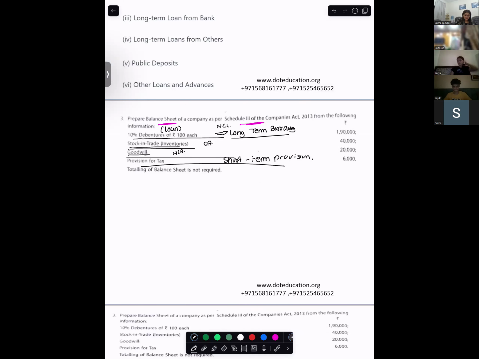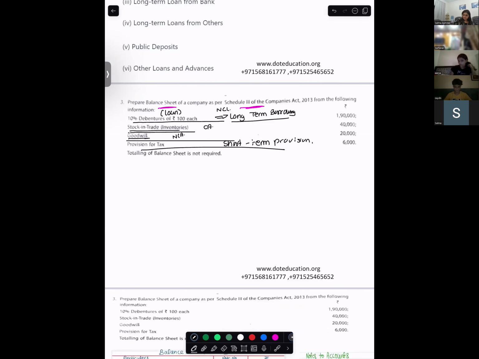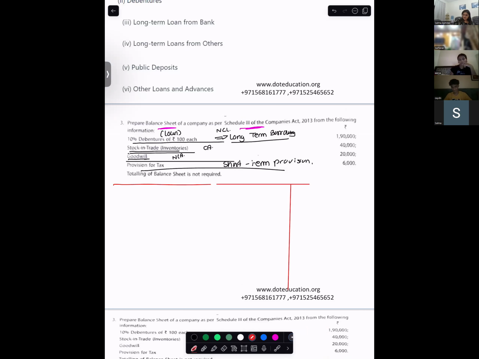How will I make a balance sheet? Tell me. What is the first section in the balance sheet? Please write along with me, otherwise you will not understand. Roman number 1 is what? Equity and liabilities. I need to see your hands writing.